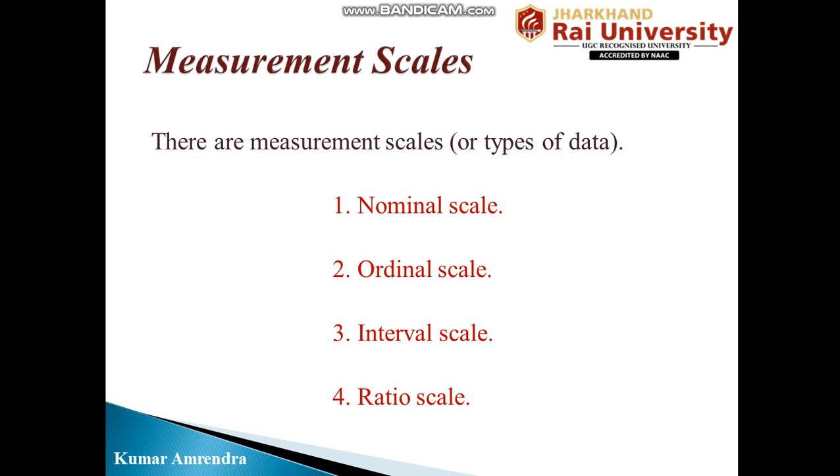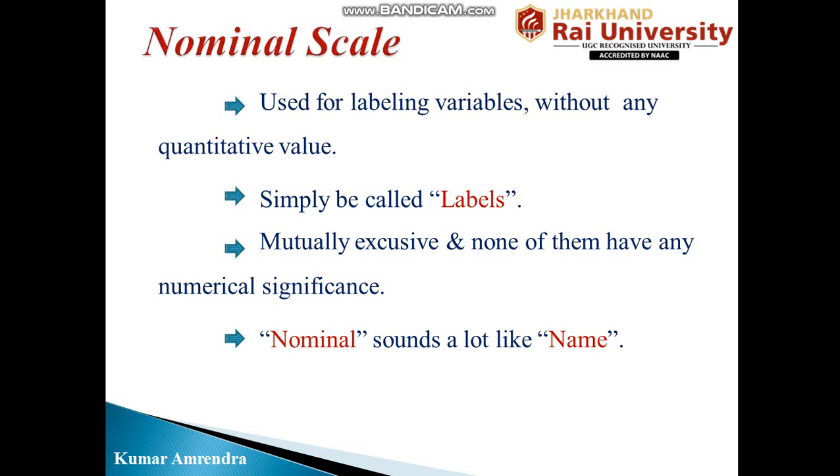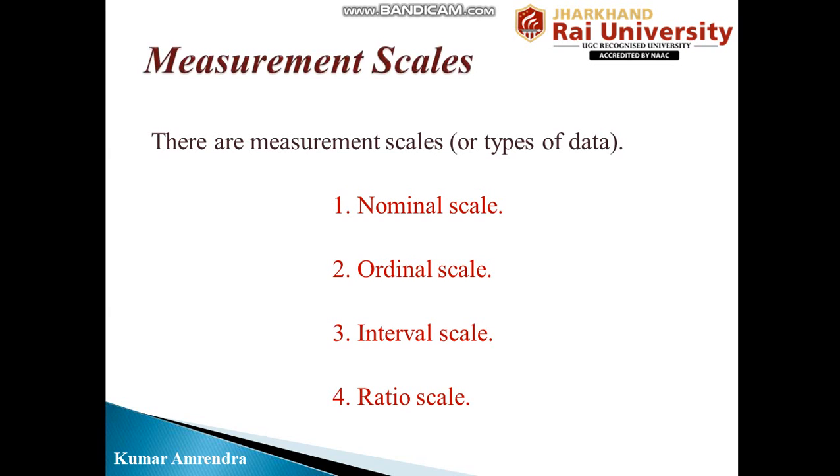So what are the scales of measurement? There are measurement scales, or we can say the types of data. And what are the types of data? Let us see that. The first one is nominal scale, second one is ordinal scale, third one is interval scale, and the fourth one is ratio scale. So these are the four types of measurement scales.